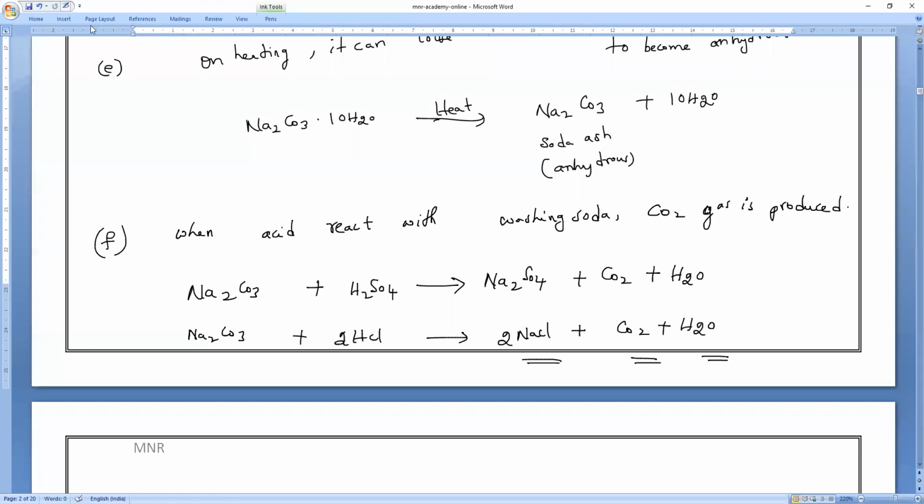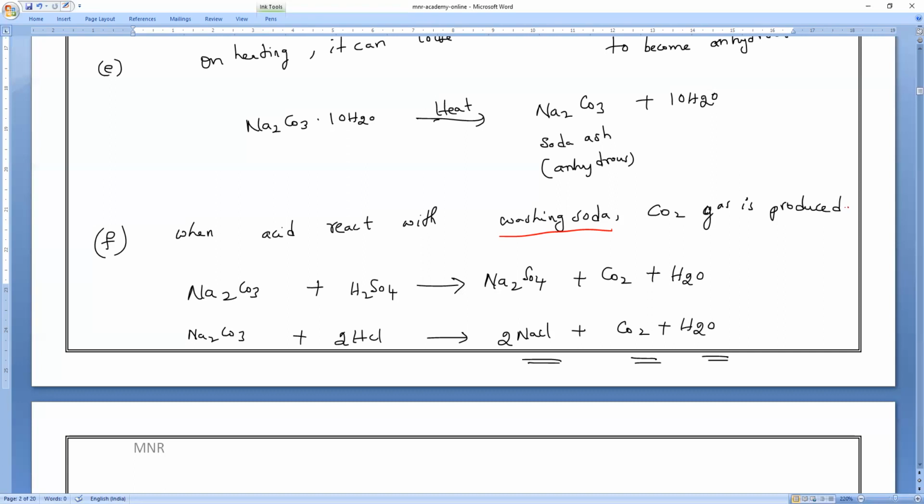So these are the properties of washing soda. Here I am not representing 10H2O, but you have to write the formula including that also. I am taking washing soda, but when writing these reactions we won't represent it. Each and everything is very important.